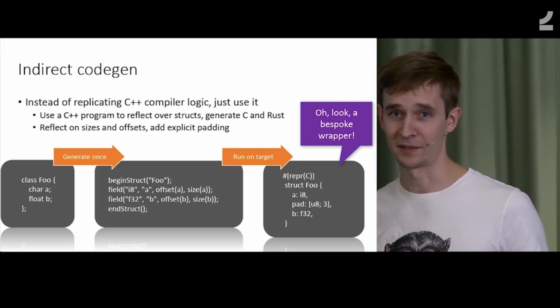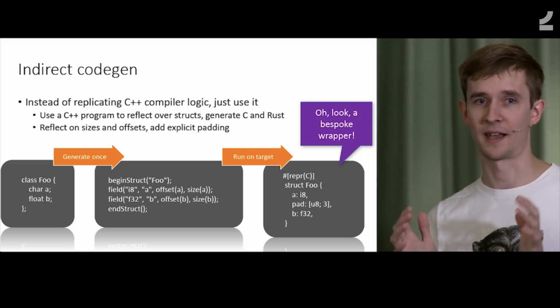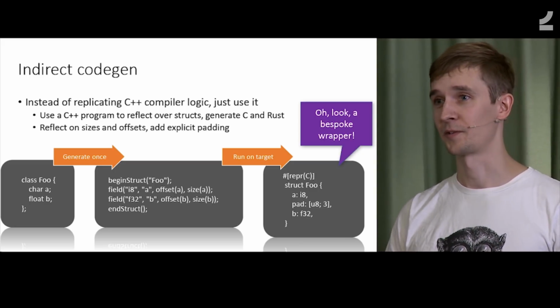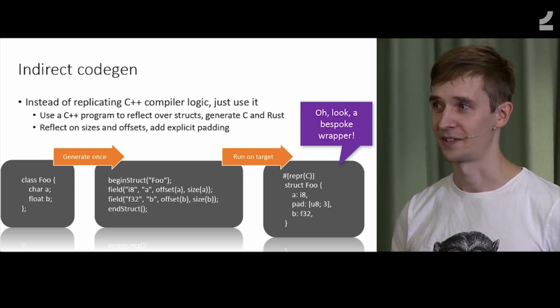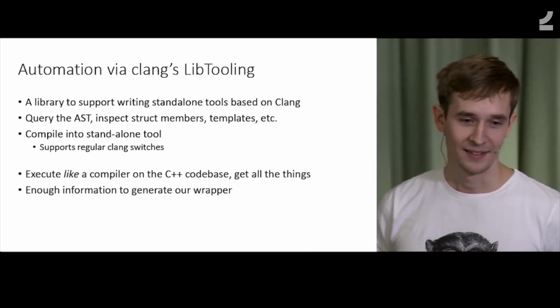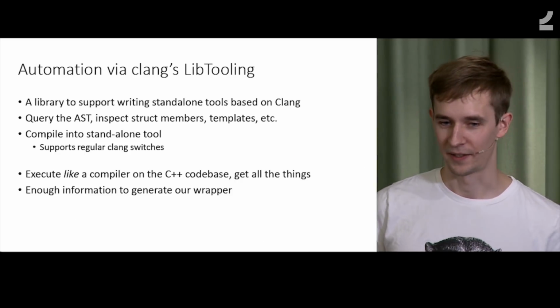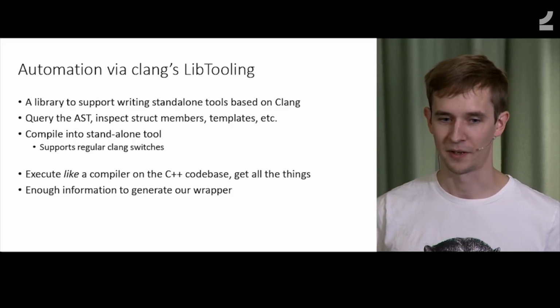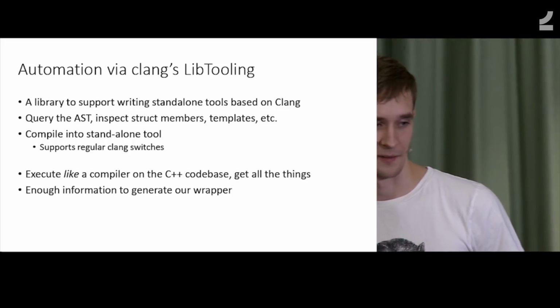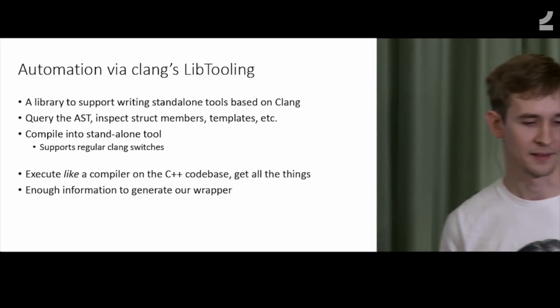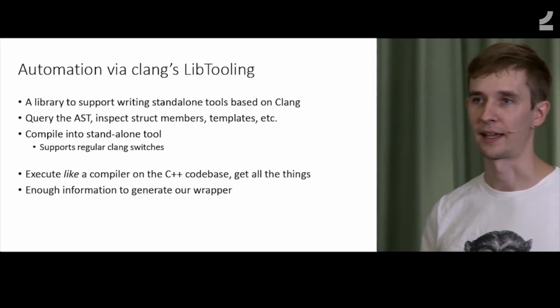And of course, writing that little reflection snippet, which will go over the fields and ask their offsets, will be a lot of work to do for every single struct inside the PhysX SDK. And of course, we can automate things if there is something which can give us information about the C++ compiler. And that is the LibTooling from Clang.